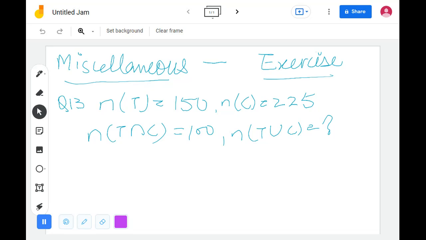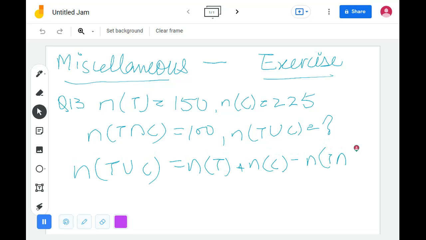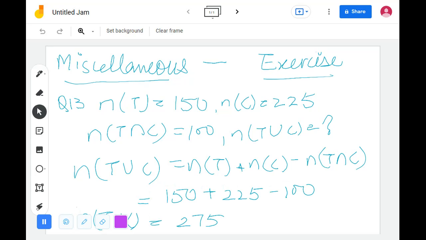Okay, so first we will find the union. We know the formula already. If you didn't see my previous lecture, go into the description box and please check it out. In the previous section we have discussed this formula. Now 150 plus 225 minus 100, what we get as the union is 275. N of T union C, this is what we get. So this is our union. Okay, first part is done.